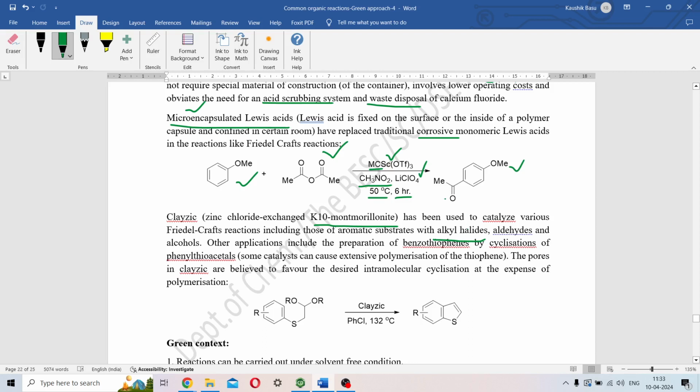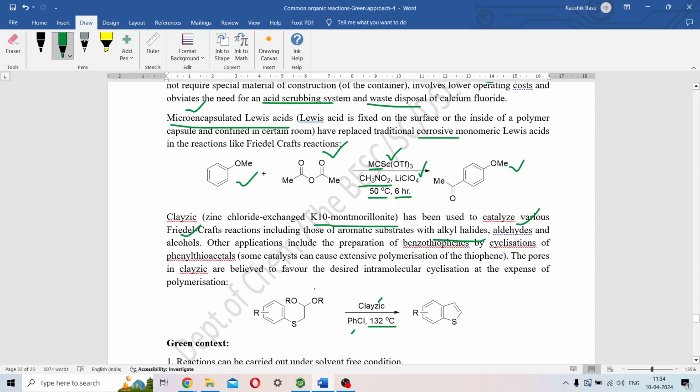But you can modify the method by using clay zinc, where it gives you sufficient substrate scope, or I should say reagent scope, where you can use the aldehyde as your electrophile, or you can use the alcohols as your electrophile. So that gives you some kind of flexibility. One example for clay zinc that we have given here: this reaction is done in chlorobenzene medium at 132 degrees centigrade. This is the formation of a thiophene derivative.